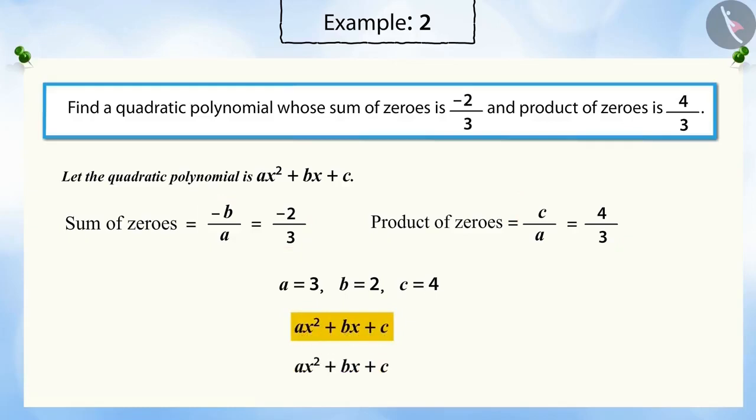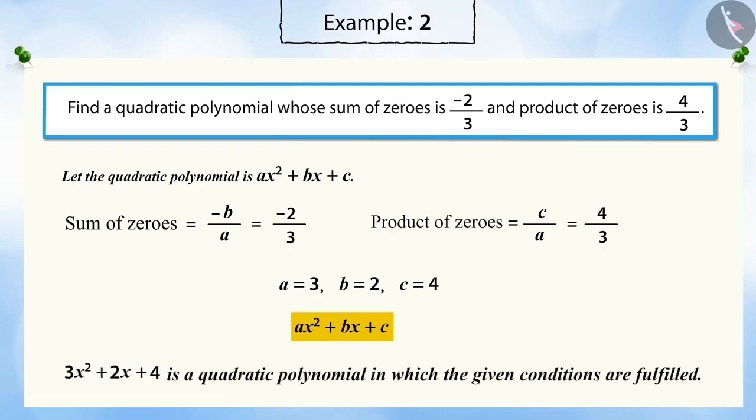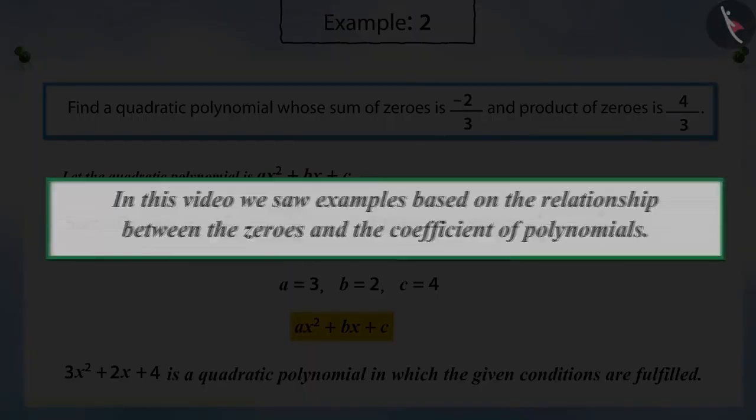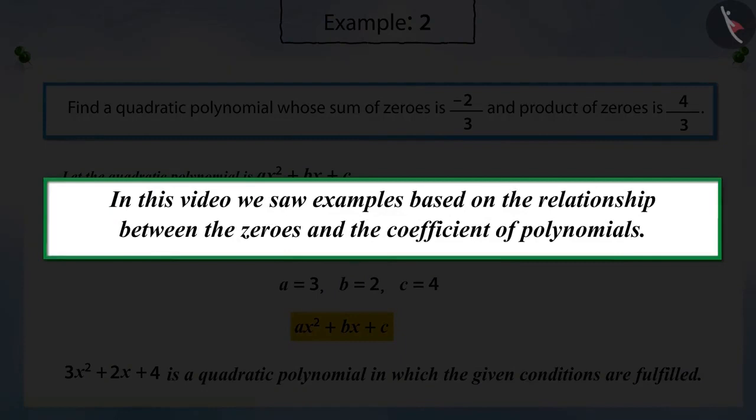Substituting the values of a, b and c, we get a quadratic polynomial 3x square plus 2x plus 4, in which the given conditions are fulfilled. In this video, we saw examples based on the relationship between the zero and the coefficient of polynomial. In the next video, we will see what can be common mistakes while solving these types of questions.